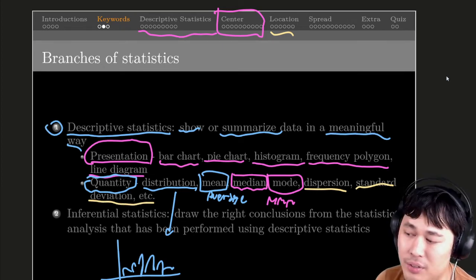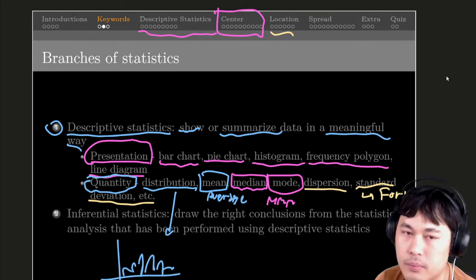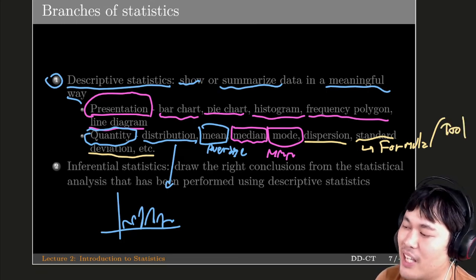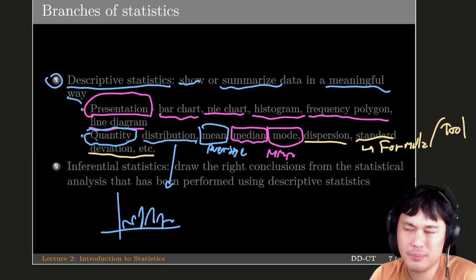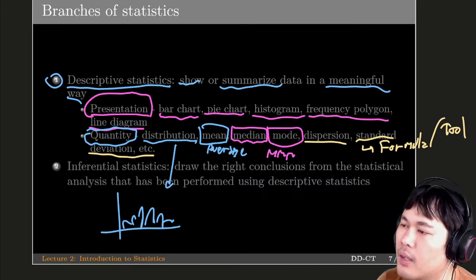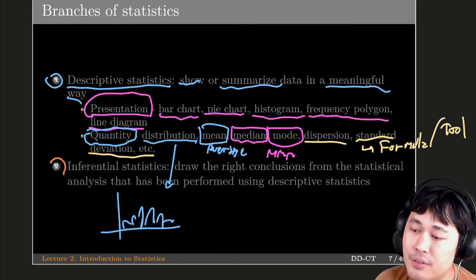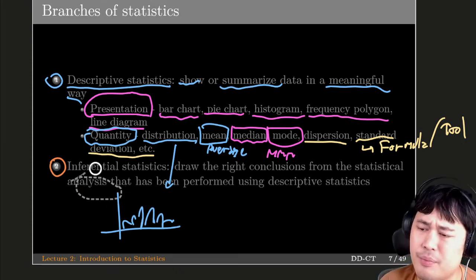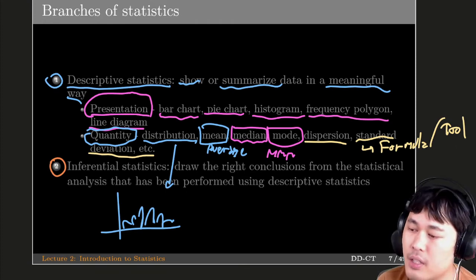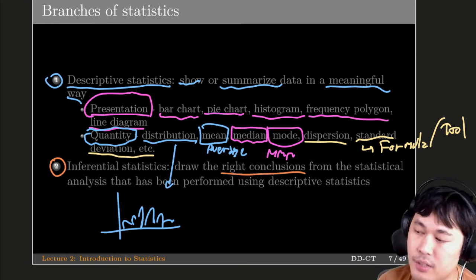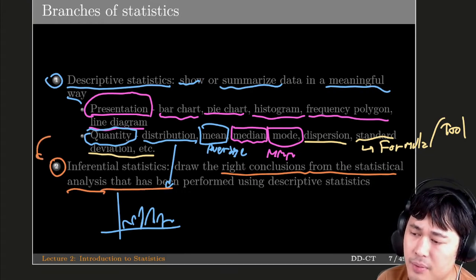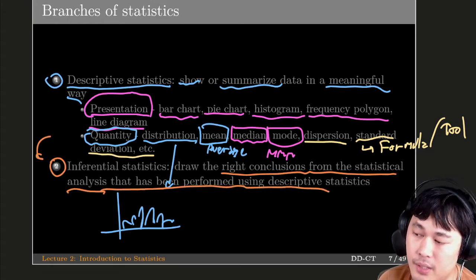So here you might need to know some statistical formulas, or you need to know what to use to get those numbers out. Whereas for the inferential statistics, the goal of this branch is to draw the right conclusions from the statistical analysis performed above using descriptive statistics.